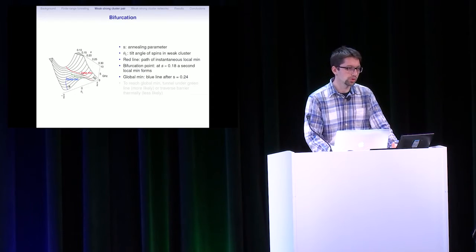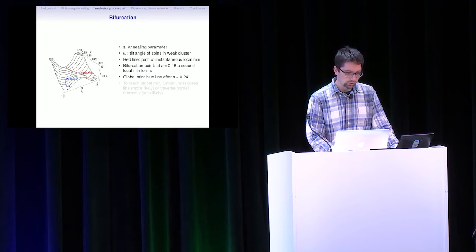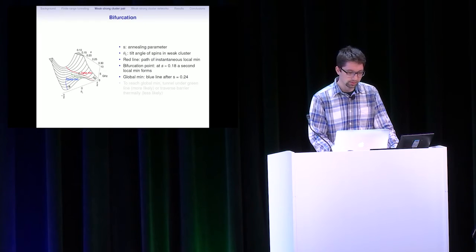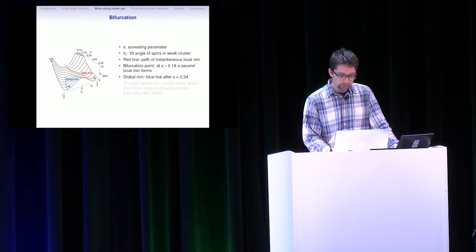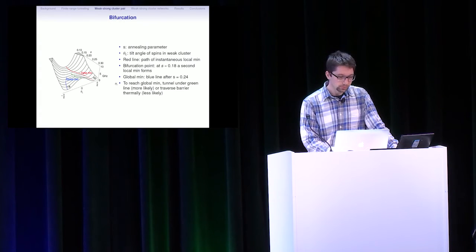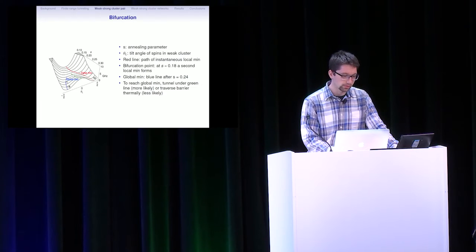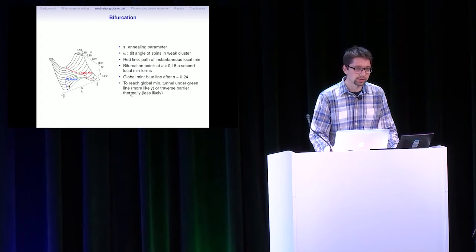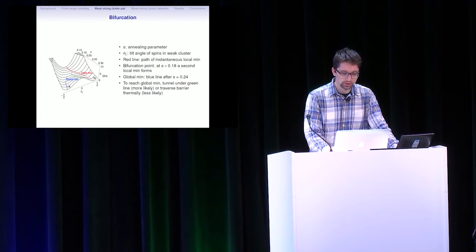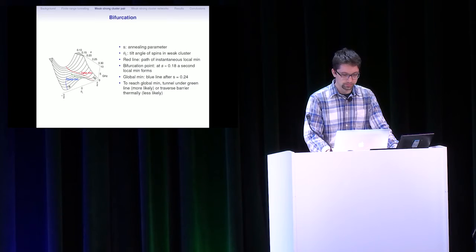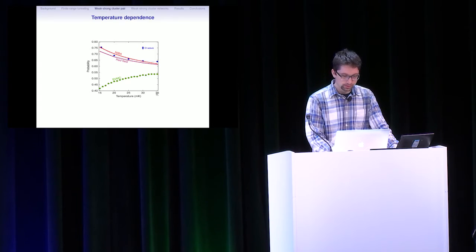that the global minimum is somewhere else, the system is already behind this barrier that has already formed along the green line here. So in order to still reach the global minimum, the system has to tunnel under the barrier along the green line, or jump over it thermally. And again, as I said before, it's more likely that the quantum tunneling will be successful rather than the thermal activation. And we have verified this experimentally.